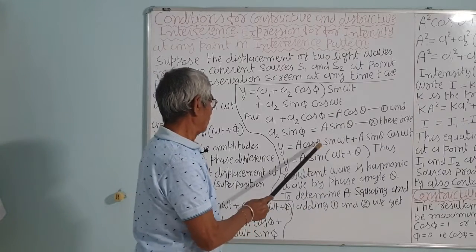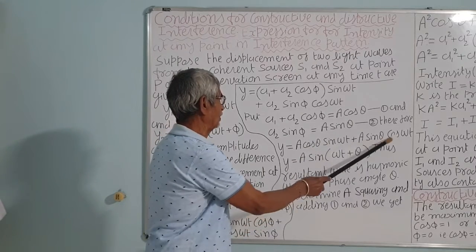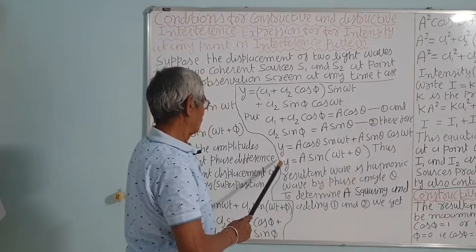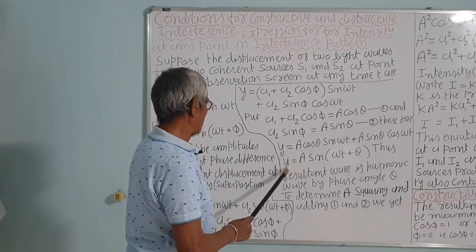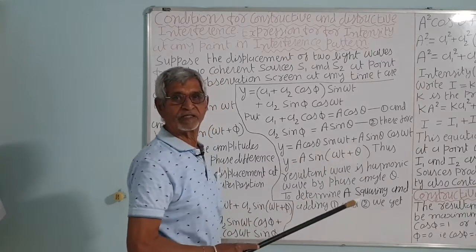This is sin A cos B plus cos A sin B, like that. So you can write this as A sin(omega t plus theta). This is a harmonic function, like the initial functions.